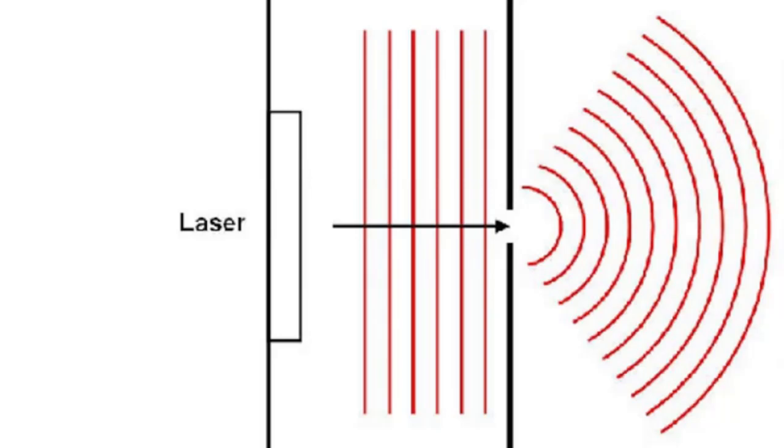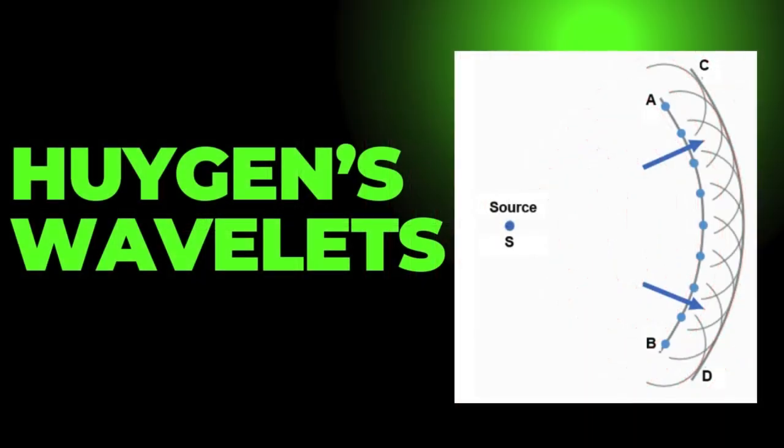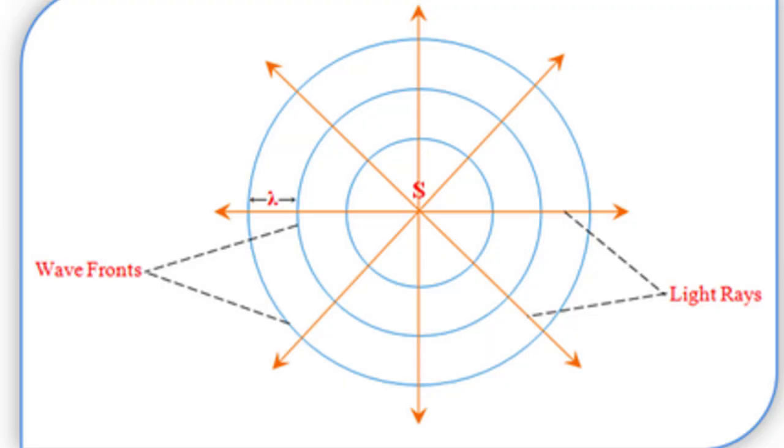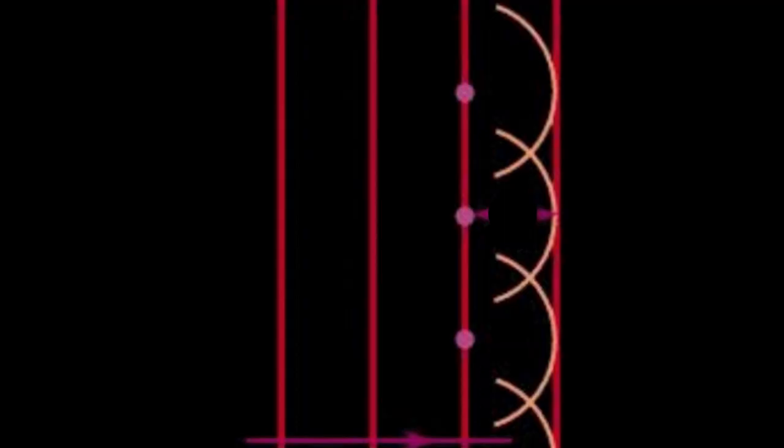To understand this, we need an exposure to Huygens wavelets. Every point on a given plane wavefront acts as a fresh source for another, that is, secondary wavelets, which propagate in all directions with the same speed, which looks like spherical waves. Since every point acts as a fresh source, we will take 3 points for easy visualization. The spherical waves interfere and the resultant wave looks like a straight line.